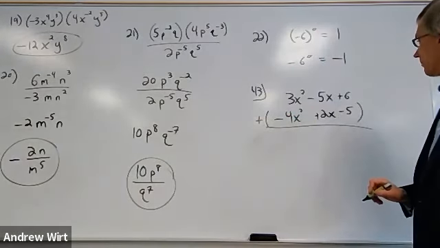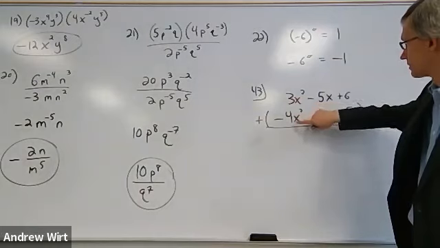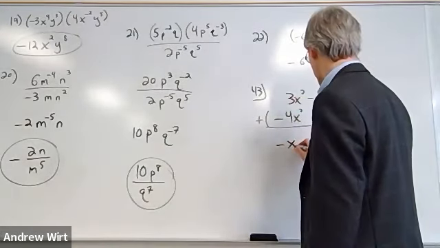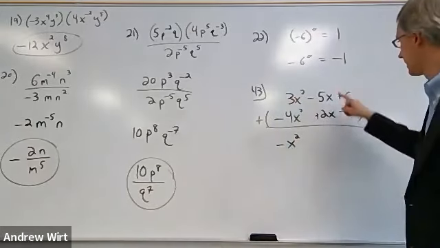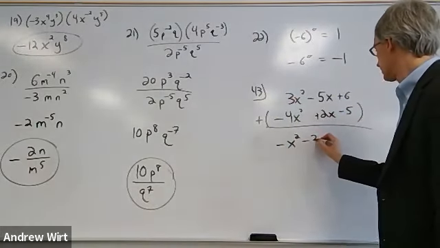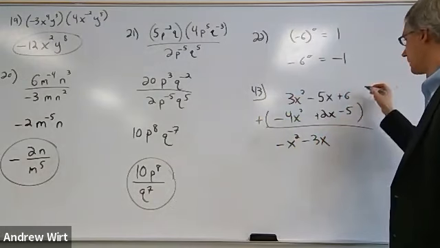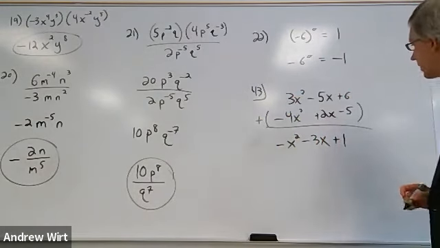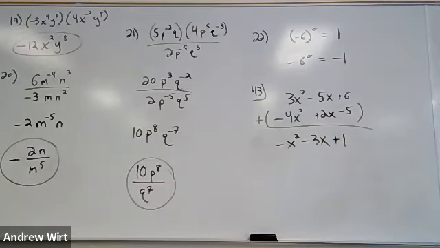All right, so we'll just combine like terms. So the x squared terms here, 3 minus 4 gives us -1, so that is -x squared. And here we got -5 plus 2, so that's -3x. And 6 plus -5 is 1. -x squared minus 3x plus 1.